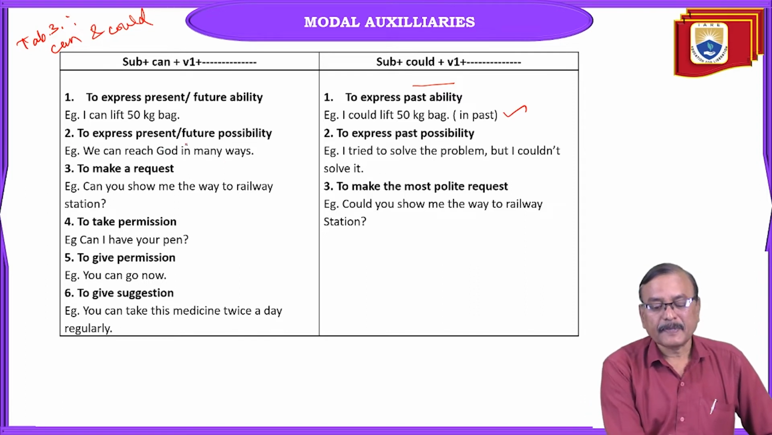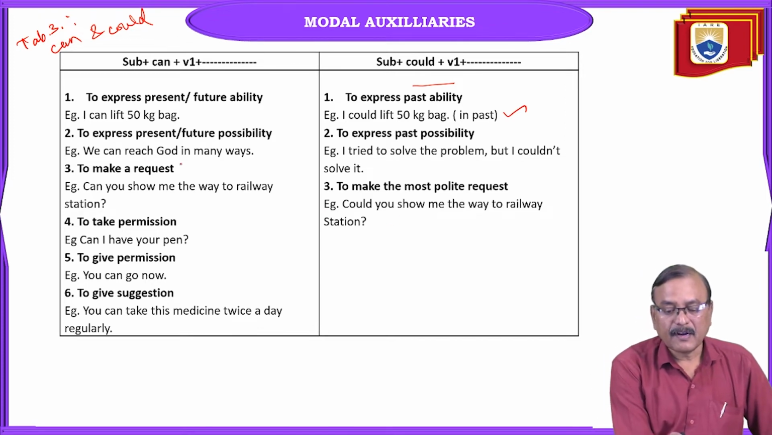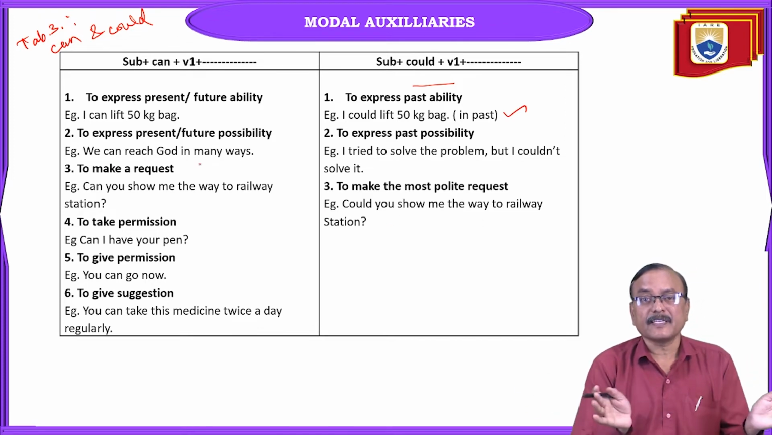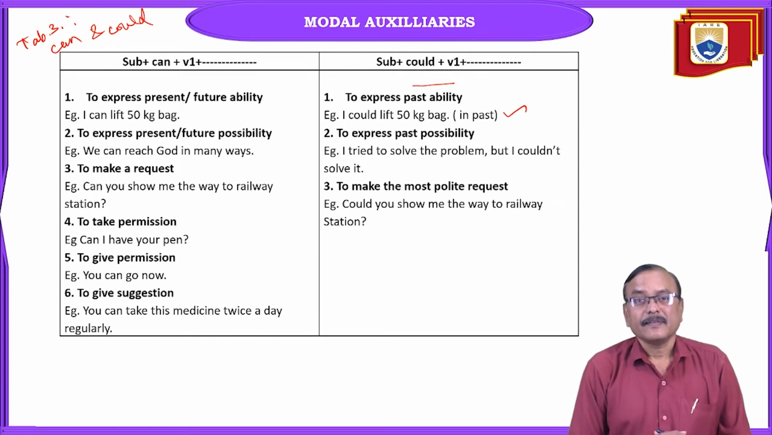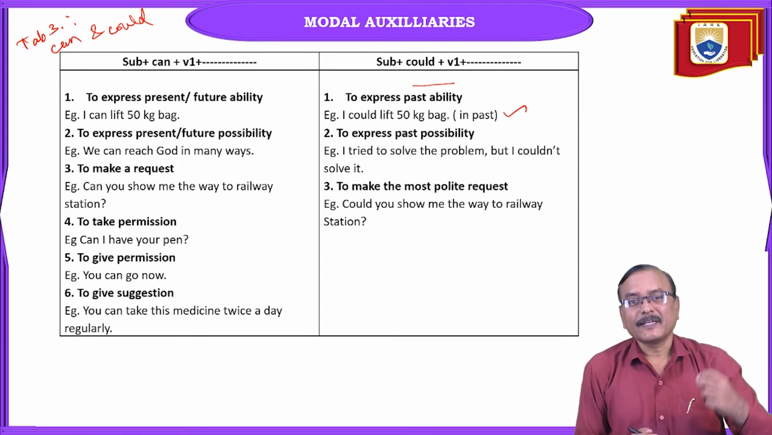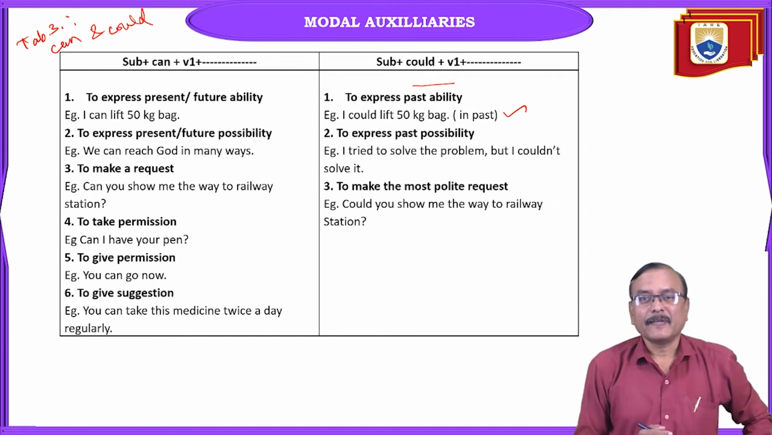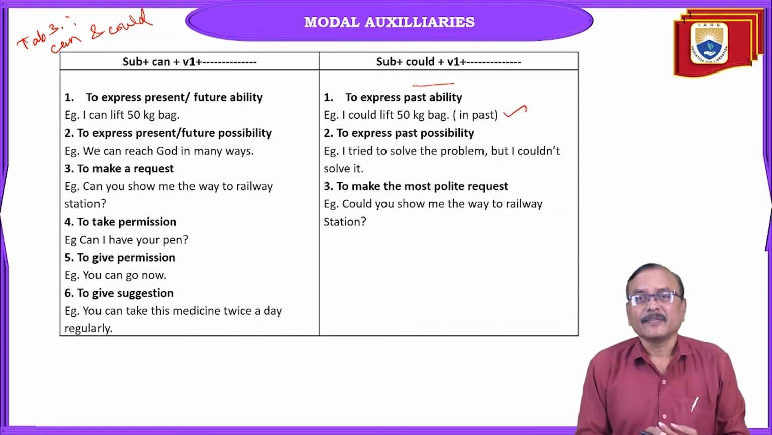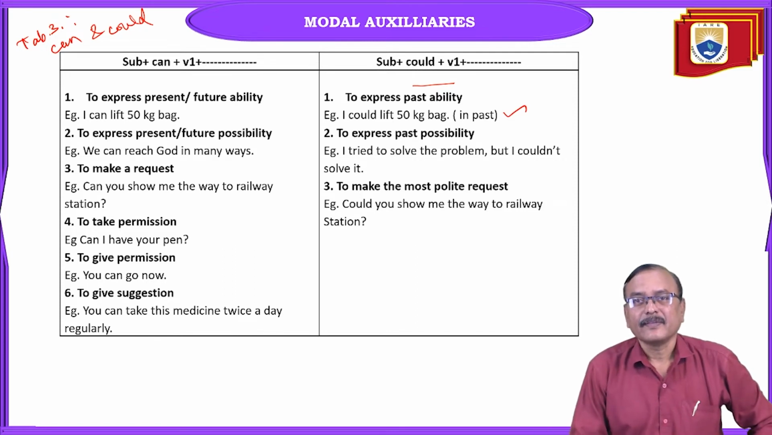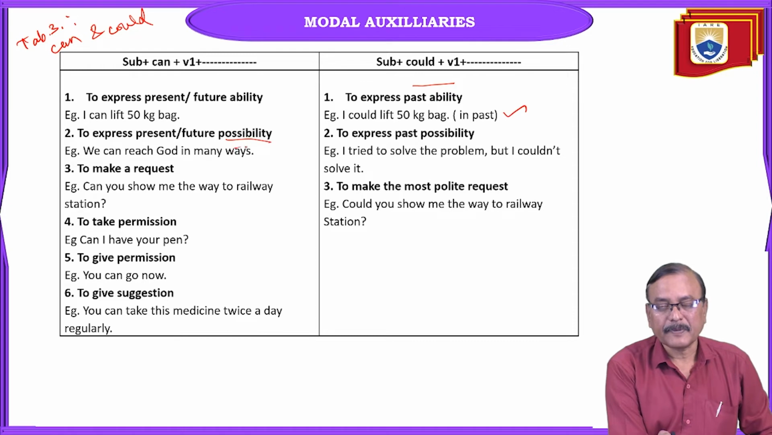Second one: to express present or future possibility. We can reach God in many ways. There is a possibility of reaching God in many ways. You can reach IARE through Outer Ring Road or through Gandimaisamma Road or Kukatpally Road. There are many ways. You can reach IARE in many ways. Is it clear? This is your present possibility.